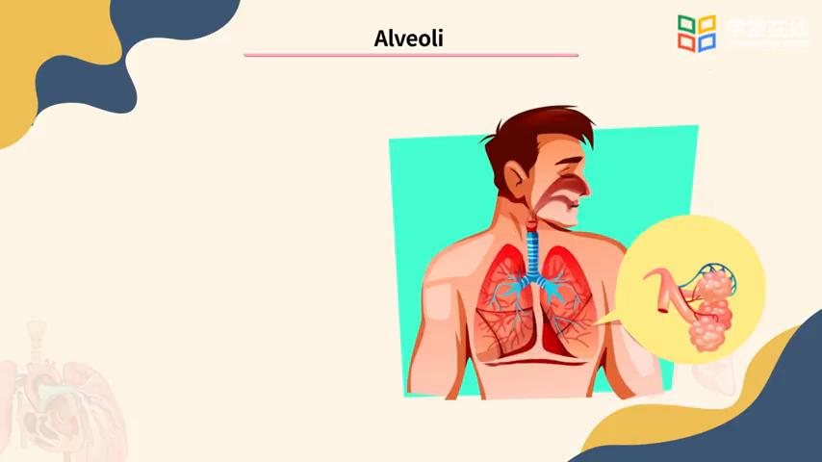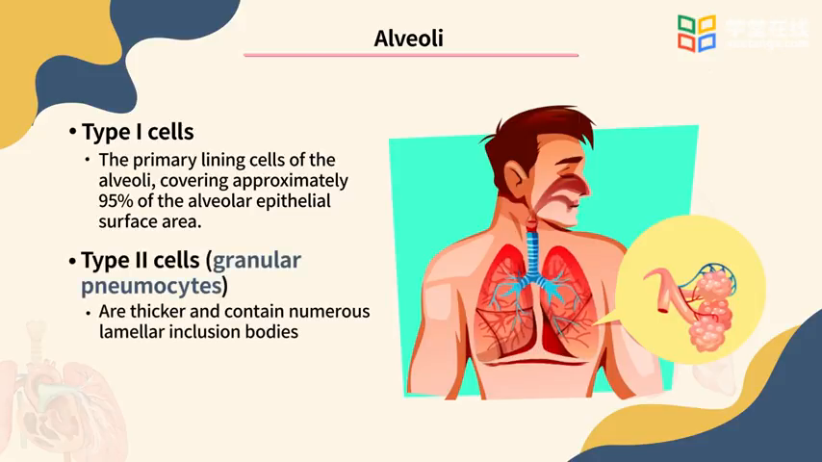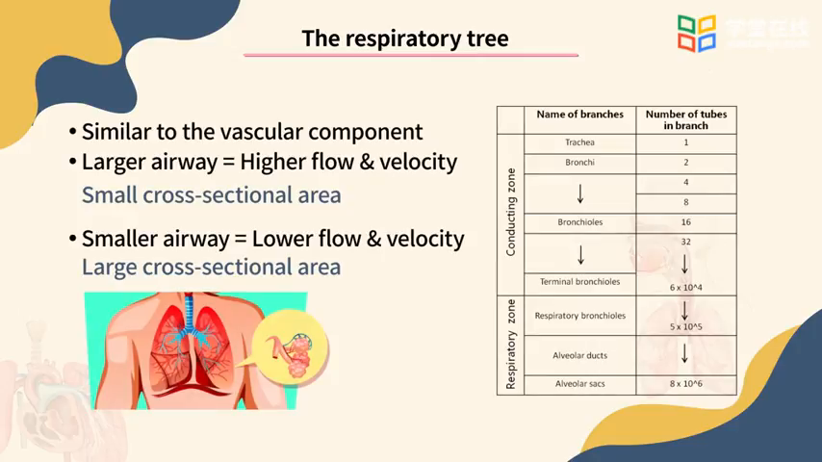Each alveolus consists of two types of cells. Type 1 is a main cell type, which makes up the structure of the alveoli. Type 2 cells account for only 5%, but we cannot do without it, because they secrete surfactant to prevent the collapse of the alveoli. Here is the respiratory tree.